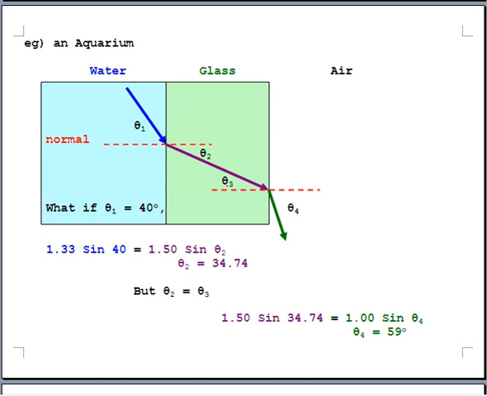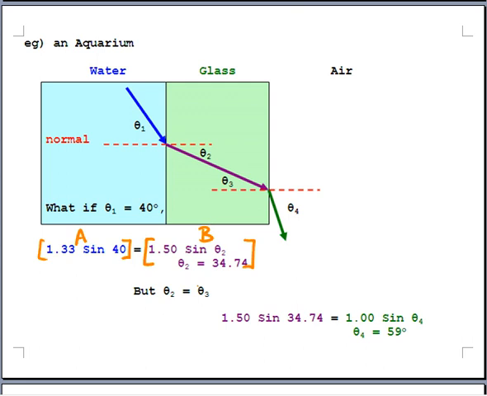Now, I want you to look at the math in here as well. There's something kind of cool here. Check this out. I'm going to call this right here A. So 1.33 times sine 40, I'm going to call that A. And then right here, we've got 1.50 times sine 34.74. Let's call that B.